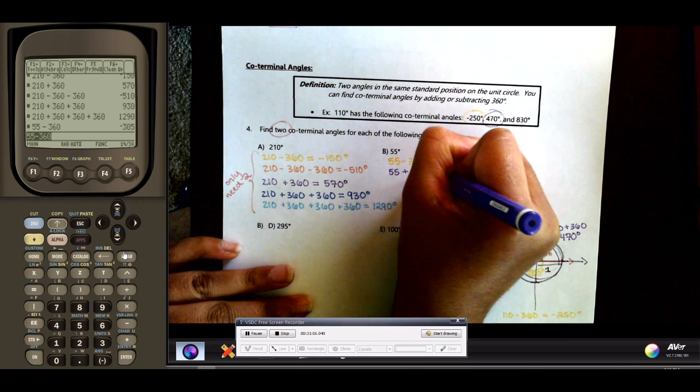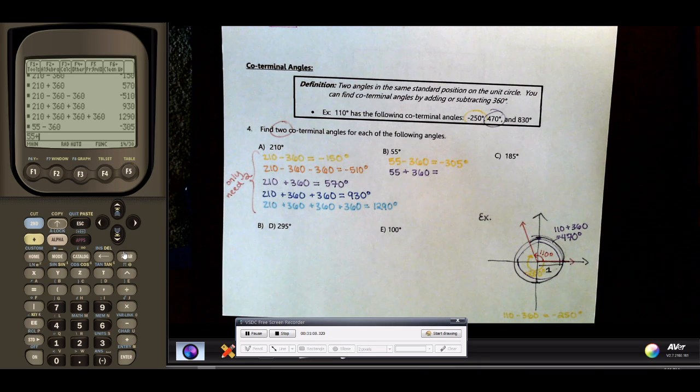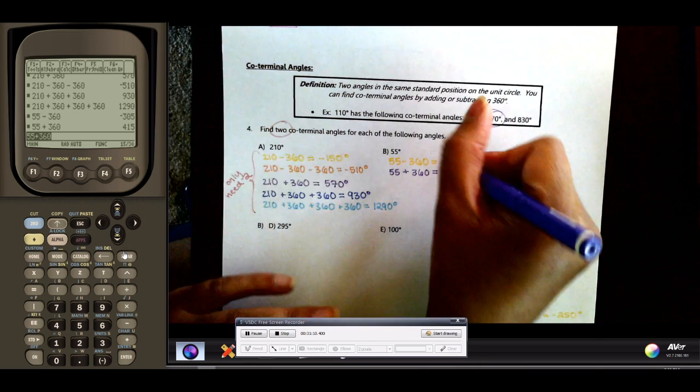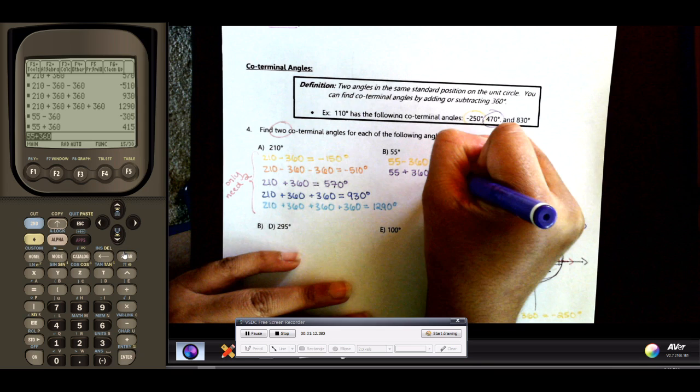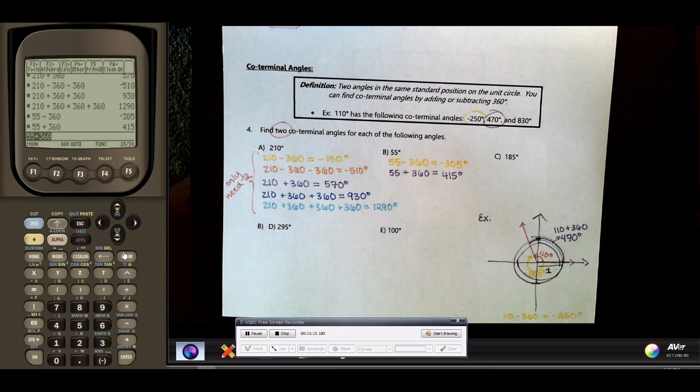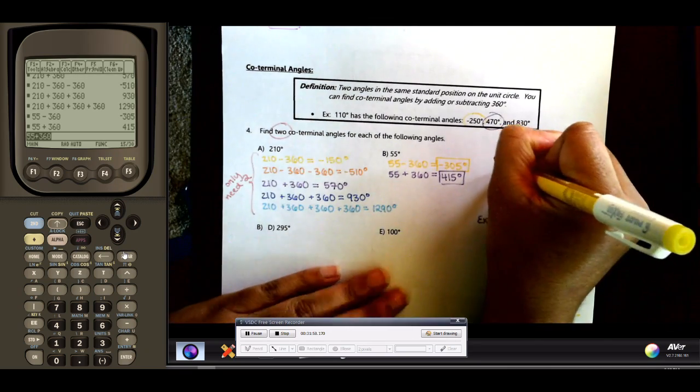This would probably be structured as a quiz or a multiple choice question or a true or false question where I gave you two and I asked you which ones are coterminal, or if they're coterminal, and you would just have to tell me. So you'd have to say, yes, because I added 360 a couple of times and I got the next answer. So go ahead and do the rest of these.